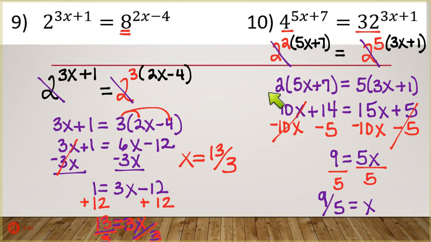We have to distribute to eliminate the parentheses. I chose to subtract the 10x to bring x to the right to try to avoid a negative. And after I did that, I had 9 equals 5x, divide both sides by 5, resulting in a solution of x equals 9 over 5.